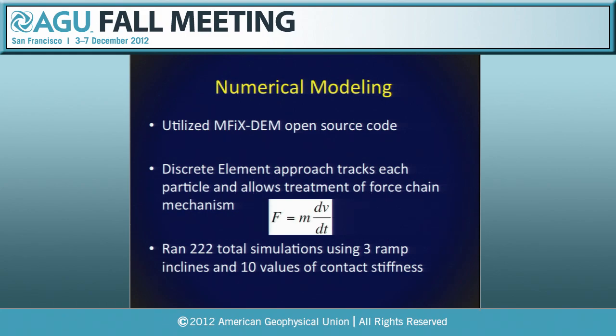And so the next step in our research was to try to implement this into a numerical model. We utilized MFIX, which is a product of the National Energy Technology Laboratory, and the discrete element approach basically tracks everything in the domain independently, and it's pretty simple. It just solves Newton's second law. So using the discrete element approach, we ran a little over 200 simulations using the same three ramp inclines and 10 values of contact stiffness. Contact stiffness basically is just a measure of how difficult it is to deform a material, and it turns out that the results of our model are most sensitive to this parameter, which I'll expand upon later.